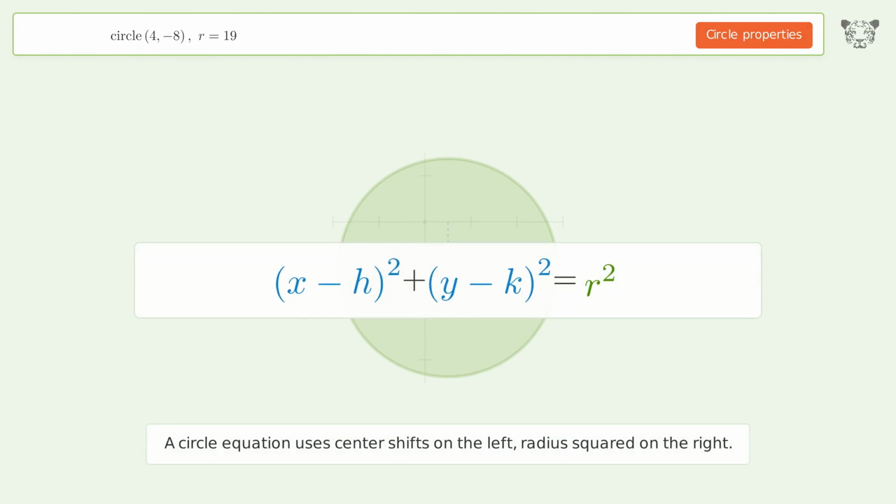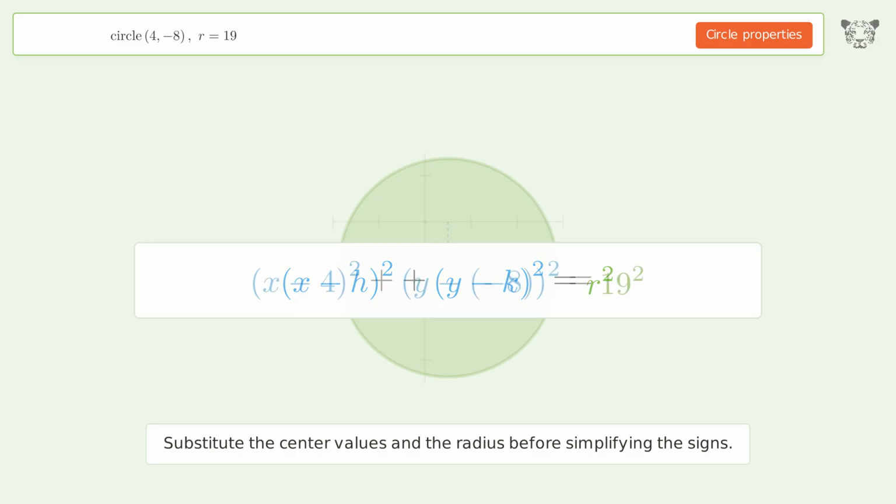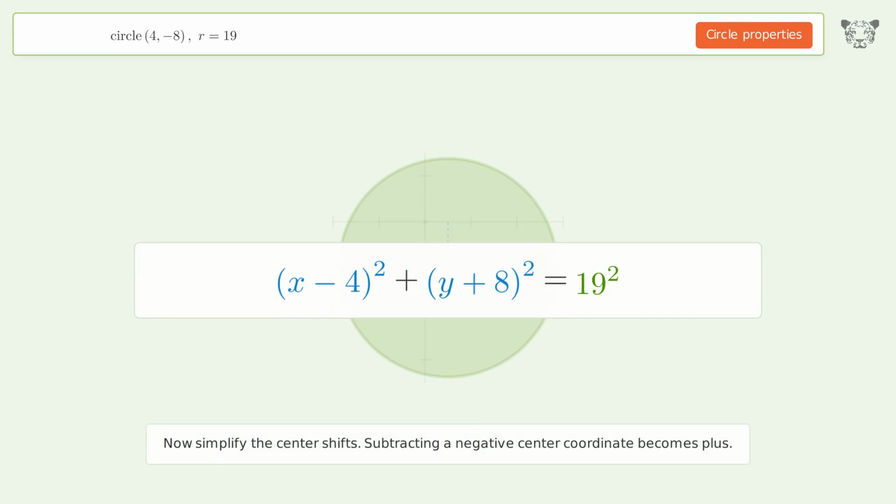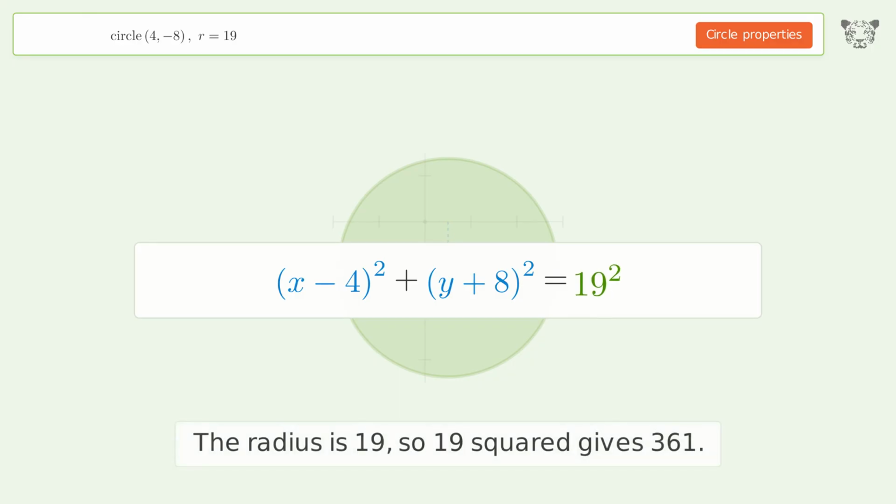A circle equation uses center shifts on the left, radius squared on the right. Substitute the center values and the radius before simplifying the signs. Now simplify the center shifts. Subtracting a negative center coordinate becomes plus. The radius is 19, so 19 squared gives 361.